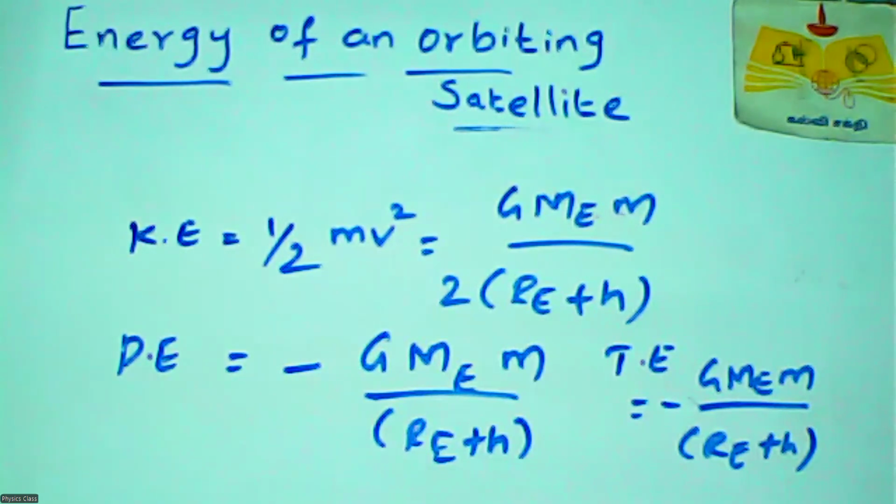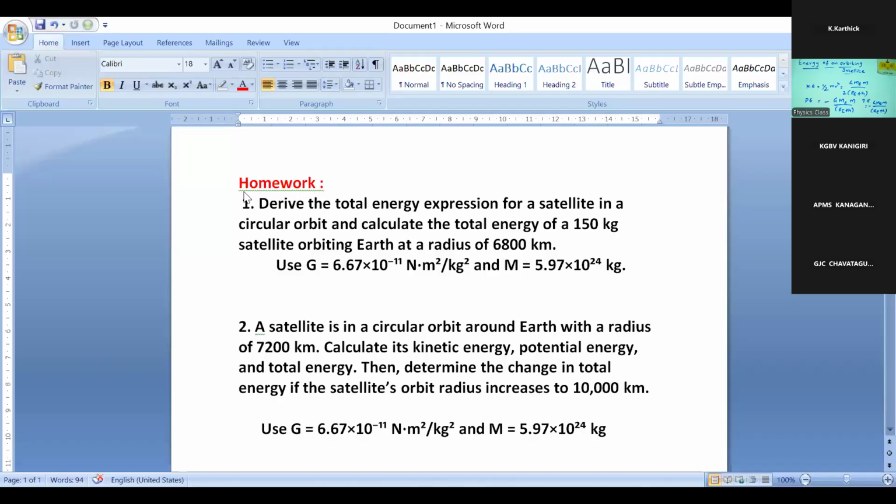Okay. So we learned that the total energy is negative, which is significant because it indicates a bound orbit, and we discussed its relation to orbital stability. Okay, so finally, here is your homework. I will share the screen. Take it down. So this is your homework. Please note it down.